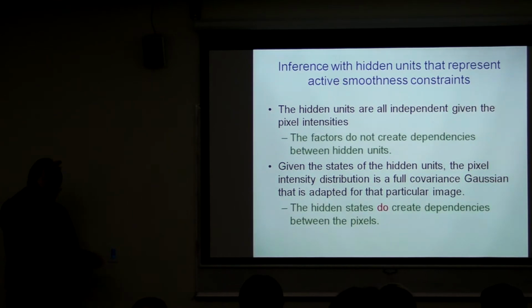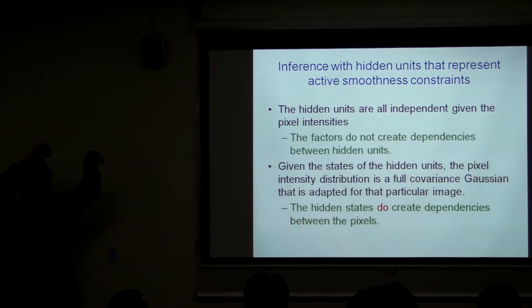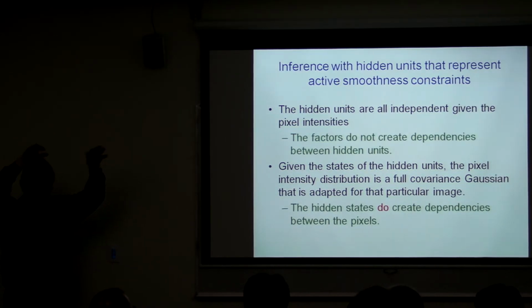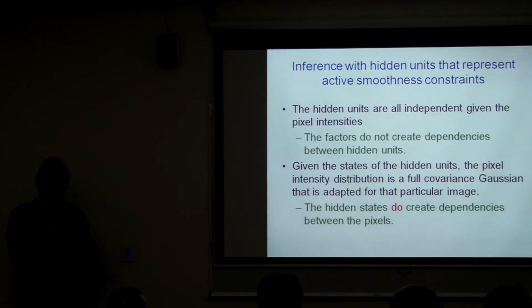Because the hidden units create dependencies between the pixels, we can't just reconstruct simply. What we could do is say, given the states of the hidden units, they define a whole bunch of weights. That's the inverse of a covariance matrix. We could invert the matrix, and then we could sample from that Gaussian, a full covariance Gaussian. But that would be expensive.